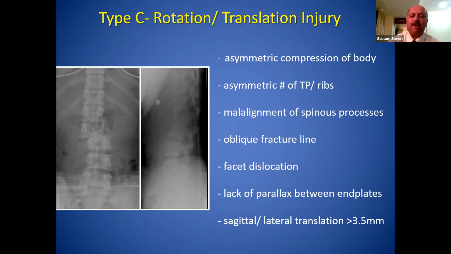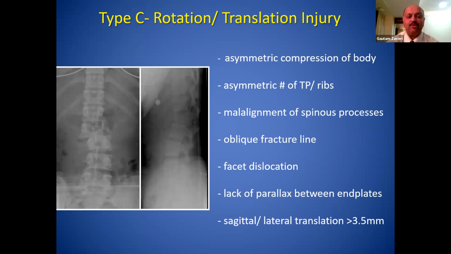So how do you identify each of these injuries? When I look at the X-rays, I first try to see, is this a type C, the rotational or translational injury? And how do you diagnose that? If in the coronal plane the spinous processes are not well aligned, the transverse processes are fractured close to the vertebral body, the ribs are fractured on one side but not on the other, there is an asymmetric compression of the vertebral body or a lateral translation of the vertebral body, then this is in fact a rotational injury. If it is not a rotational injury, then what can it be? It can be either compression or distraction.